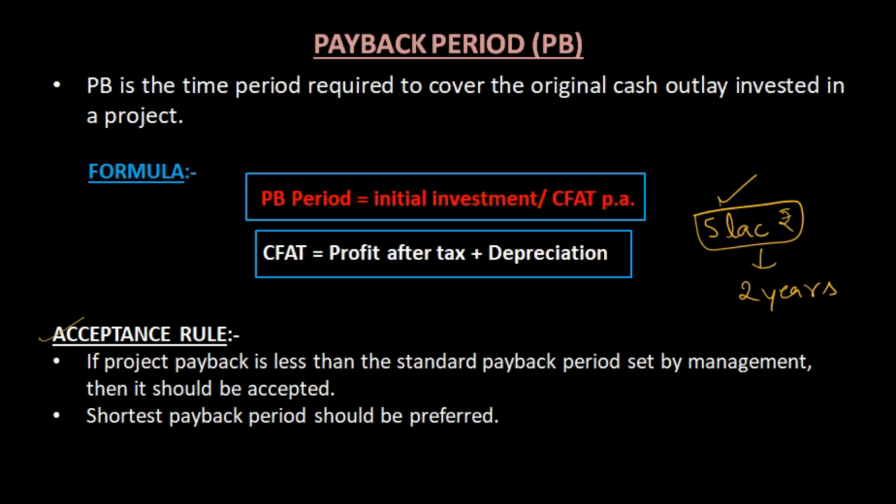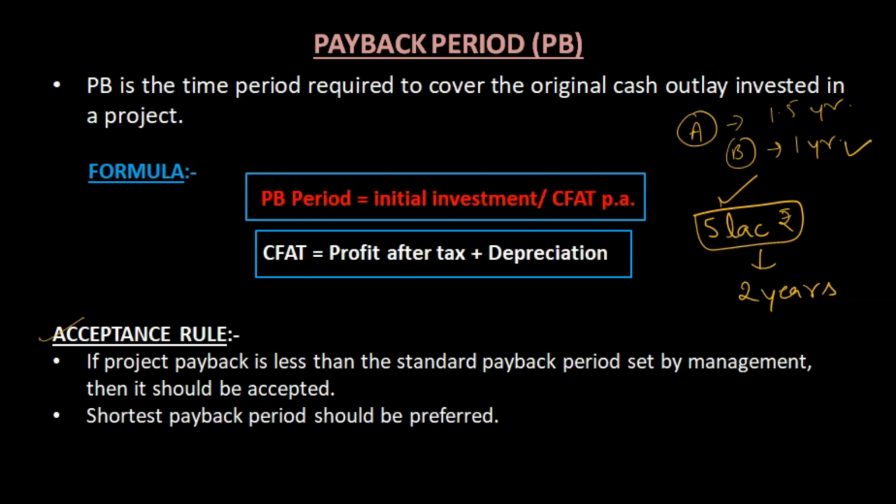Okay. And now, let's say you have more than one option, let's say you have 2 options. In option A, you are going to recover this 5 lakh in 1.5 years, and in option B, you are going to recover this 5 lakh in 1 year. So you should always select the shortest payback period. If you have various options giving less payback period than what is set by the management, then you should prefer the shortest one.